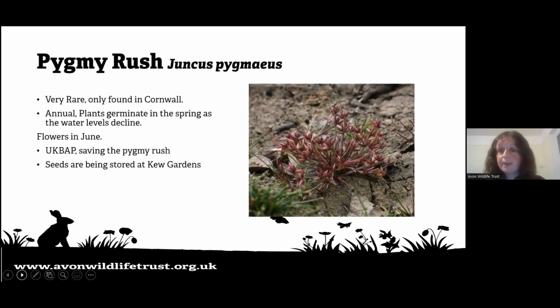And here's the pygmy rush, the one that's very rare down in Cornwall, Juncus pygmaeus. It's annual, and the plants germinate in the spring as the water levels decline. Generally grows on worn tracks, and the seeds are being stored in Kew Gardens because they're trying to repopulate with it.